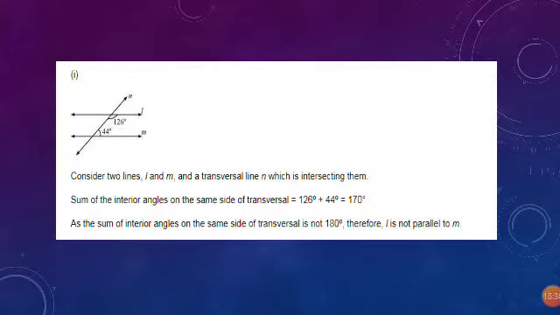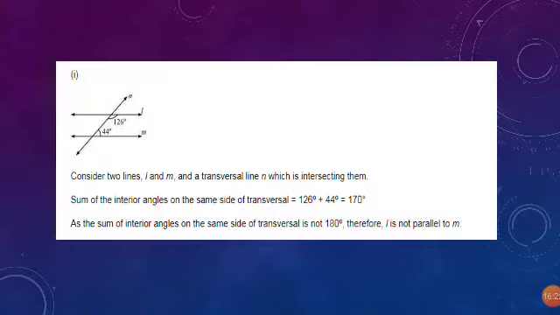The sum of the interior angles on the same side of a transversal is not 180 degrees. That value is 170 degrees. It is not the condition of parallel lines, because for parallel lines the sum of any two of these angles added should be 180 degrees. Alternate interior angles, corresponding angles and vertically opposite angles are the equal angles. So L is not parallel to M.